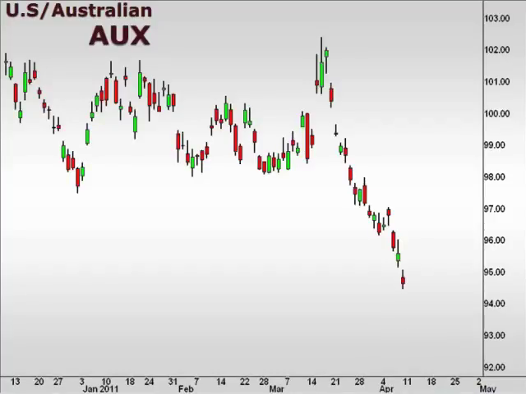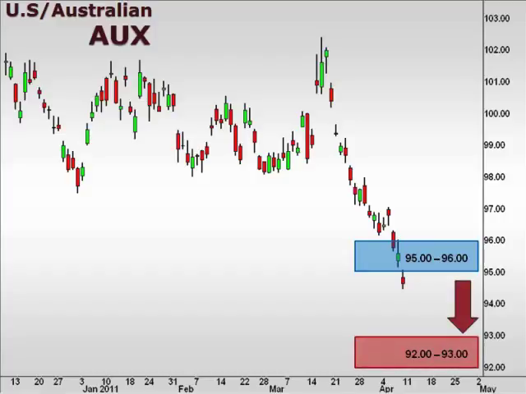Let's take a look at the US dollar versus the Australian dollar, as seen here in the ISE FX options pair value AUX. The AUX has lost considerable ground over the last several weeks, with the pair value slicing through our 95-96 support. This level now assumes the role of resistance, and failure to retrace and hold back above this zone opens the window for a continuation which could extend as low as this 92-93 box.